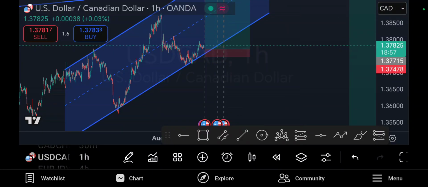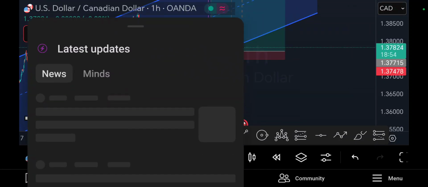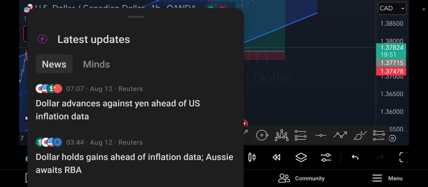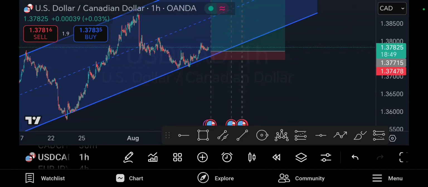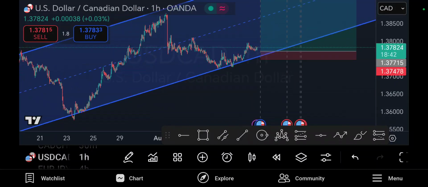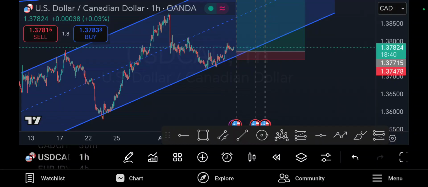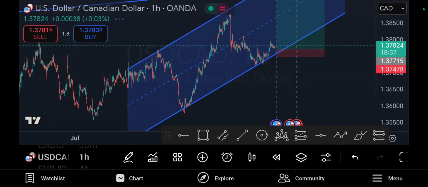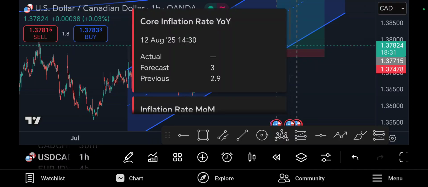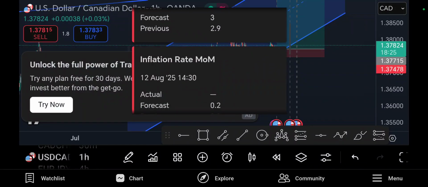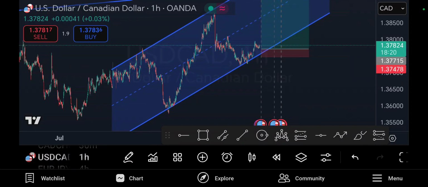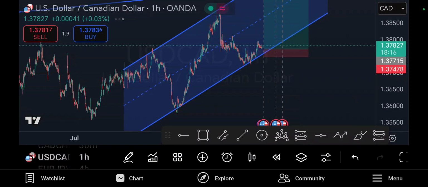That's USD CAD. Also checking the news. I did mention, do not forget about the news. You see, dollar advances against the yen ahead of US inflation rate. We have inflation rate today at 2:30. That's the nice thing about TradingView. It gives you insights into the market, and also tells you when to expect major news. See, inflation, half past two, as you can see. So we can expect that coming into this, then we push. Cool.